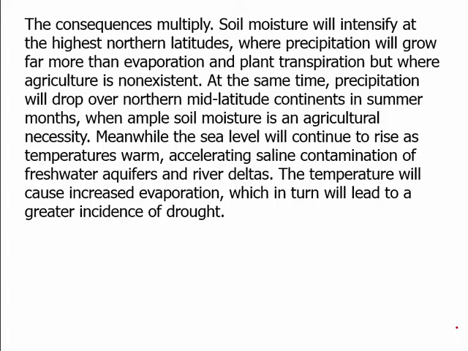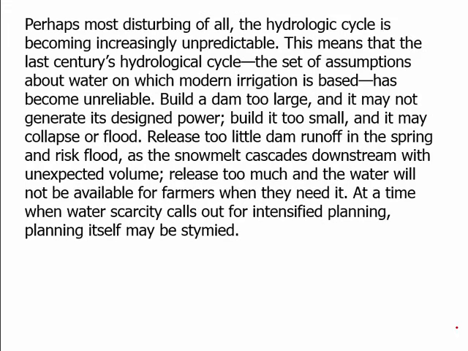So that's not good. Meanwhile, sea levels will continue to rise as temperatures warm, accelerating saline contamination of freshwater aquifers and river deltas. The temperature will cause an increase in evaporation, which in turn will lead to greater incidence of drought. And so a number of bad consequences. And it goes on. Perhaps most disturbingly of all. So we've had bad things, but apparently this is going to be the worst here. The hydrological cycle is becoming increasingly unpredictable.